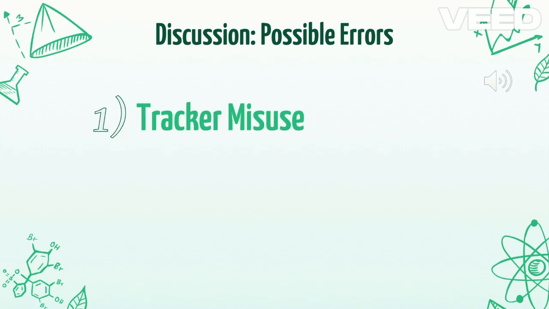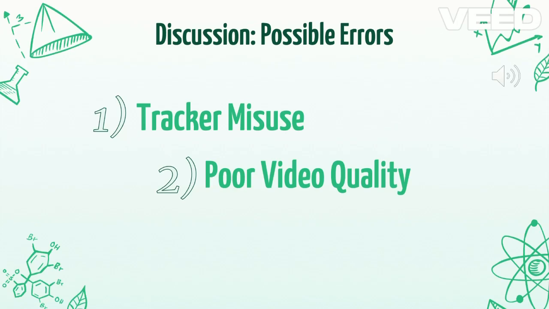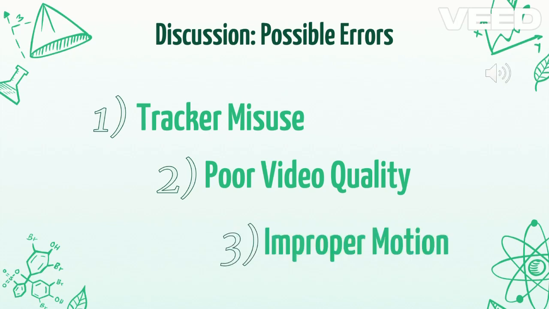There are many possible errors which could have taken place during this experiment. One of these possible errors is tracker misuse, as we are not very experienced with the app. Another possible error is poor video quality. I think this may have been a big error for our group, as our video could not be edited to where the motion after the ball hit the ground was cut out. Another possible error is improper motion. This ties into the last point, as we were not supposed to video what happened after the ball hit the ground.